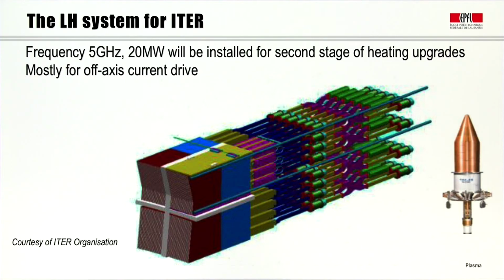A lower hybrid system is also foreseen for ITER with a frequency of 5 gigahertz and a power up to 20 megawatts, although it's foreseen only for the second stage of installation of heating upgrades, not for the first stage of operation. The idea is to use this primarily for driving current in a plasma non-inductively, but because of the plasma density in ITER, it will only be possible to drive current off-axis. Nevertheless, that will be of interest to control the current profile and control the regime of operation of the plasma.